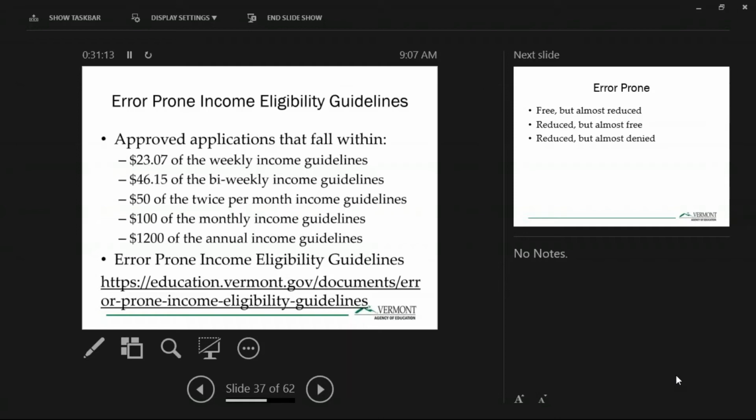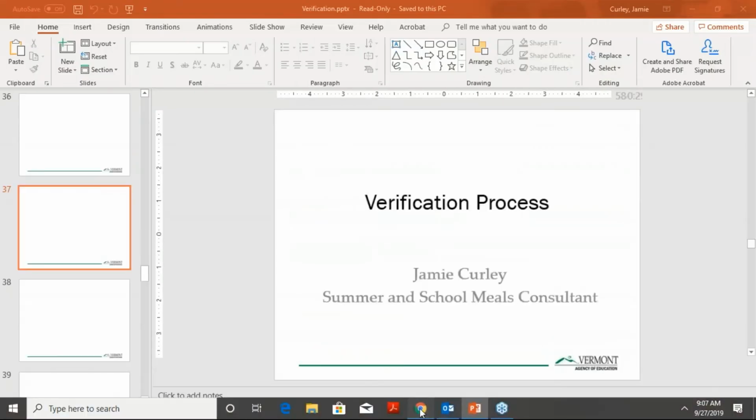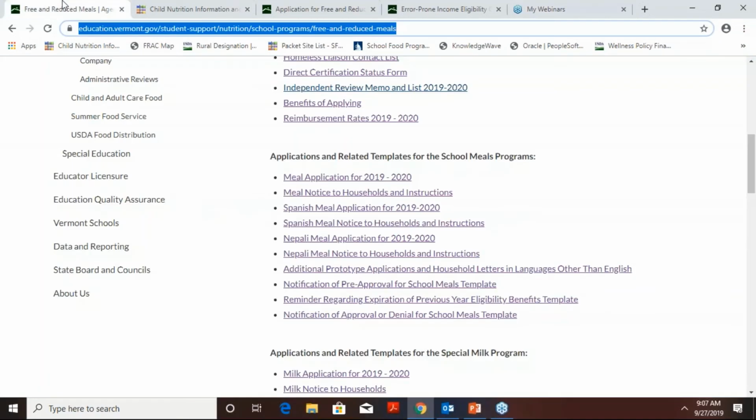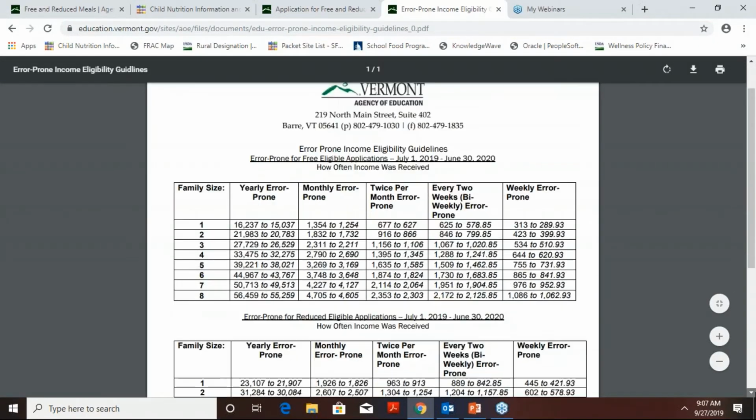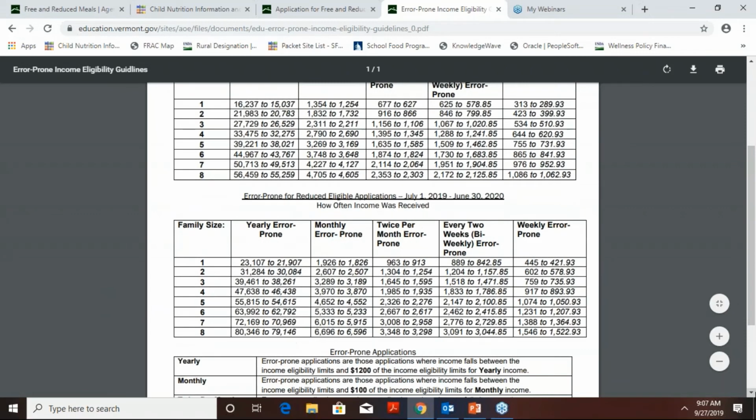The Arizona Department of Education came up with a really helpful tool, the income eligibility guidelines with those error-prone thresholds on there. I'm just going to show you that if you go to our free and reduced price meal webpage, we have a tool on there that shows you those thresholds to make it easier for you to determine whether or not an application is considered error prone.